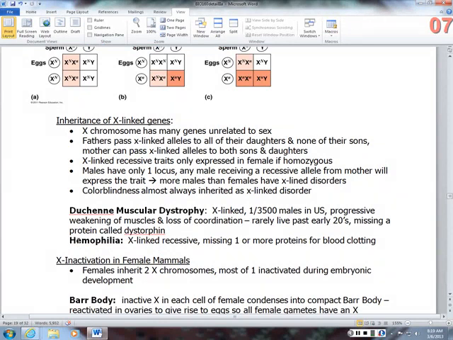This will not necessarily get passed on as much, because if they are not going to live past their early 20s, a lot of times they don't reproduce. So the younger a disorder kills someone, the less likely they are to pass it on.